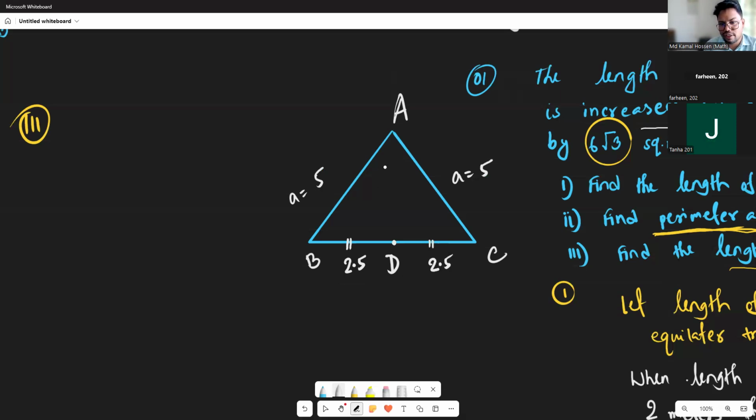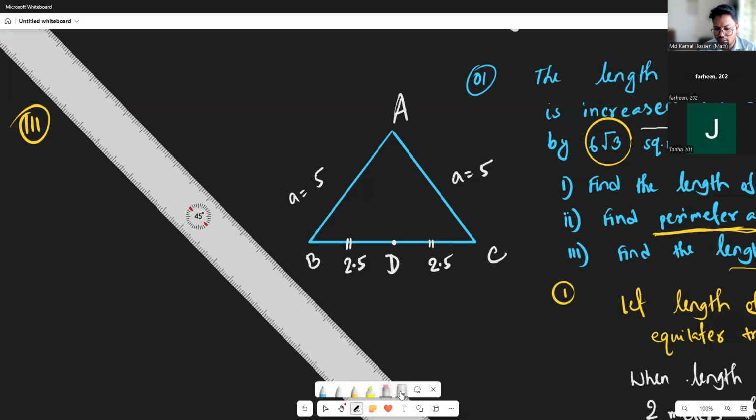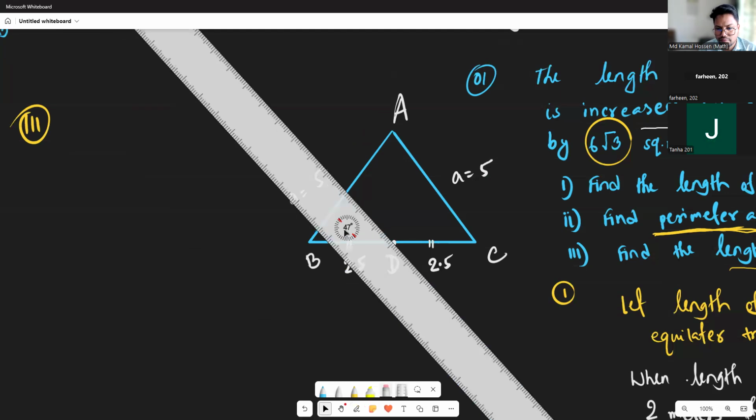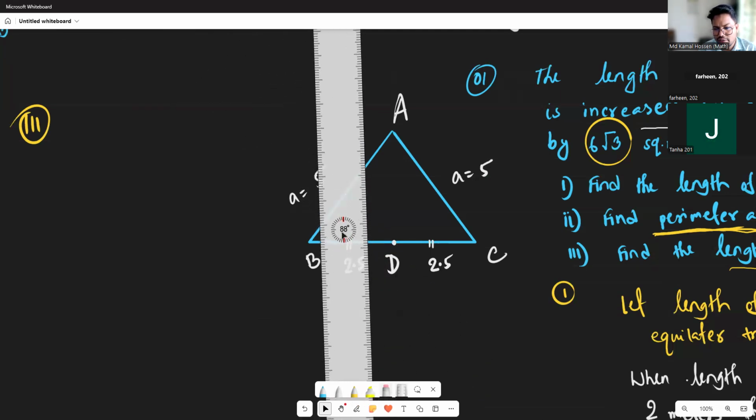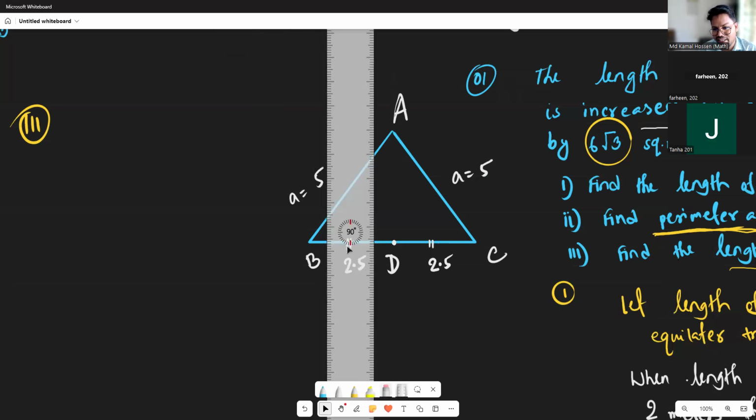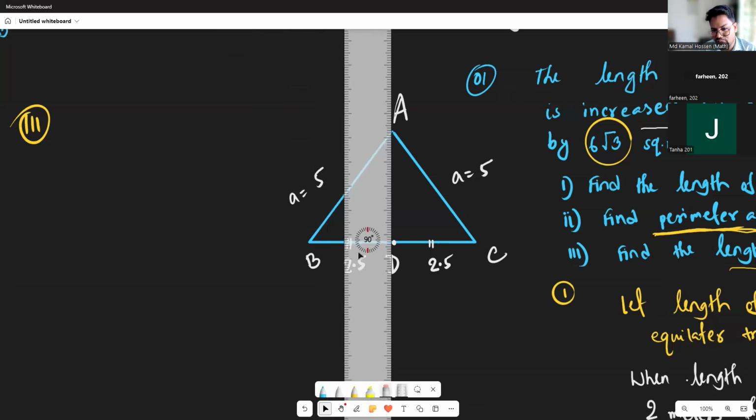Now join this one by using a scale. In an equilateral triangle, the median must be the perpendicular length. Okay.